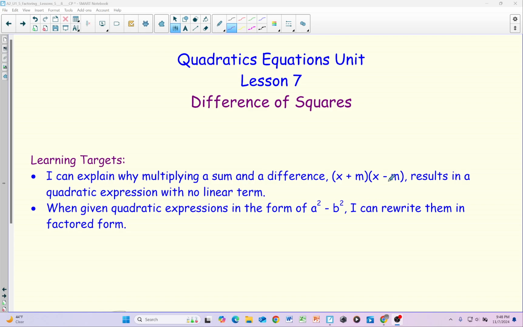But also, knowing that multiplying this will lose the linear term, ultimately we can work backwards. So if we have a quadratic expression that has no linear term, we want to look at whether it's in the right form that we can write it as this particular product, and thereby factor it. So that's really what we're going to be looking at in this lesson. Hopefully this one should be a pretty straightforward quickie because we're going to look at one very specific thing.